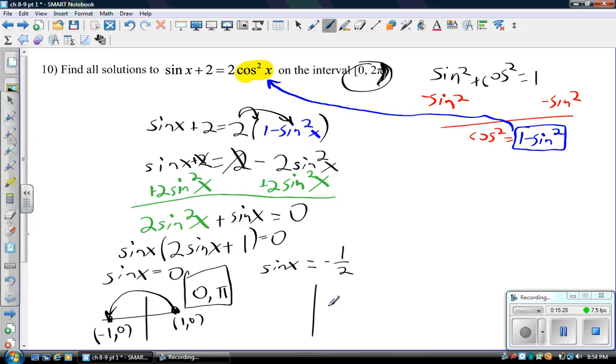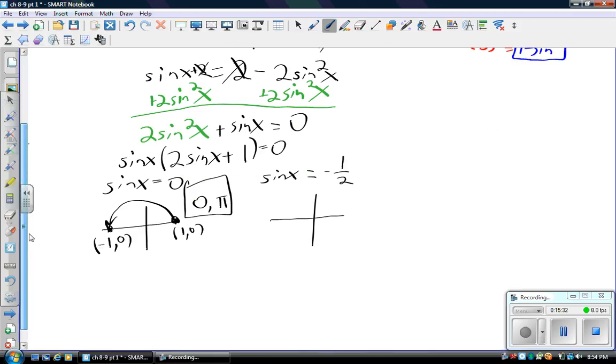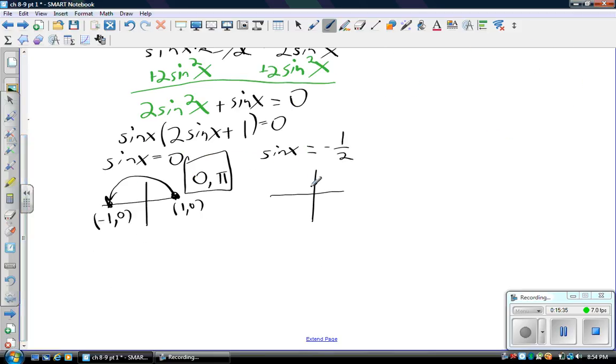Then I say, all right, where does sine equal negative a half? Well, first thing, where's sine negative? Sine is negative down in these two. So I know no solutions will be up here because all students take calculus. Here's where sine's negative. And I'm just saying what angle gives me the opposite of 1/2. A 30 degree in that quadrant, or a 30 degree in that quadrant.